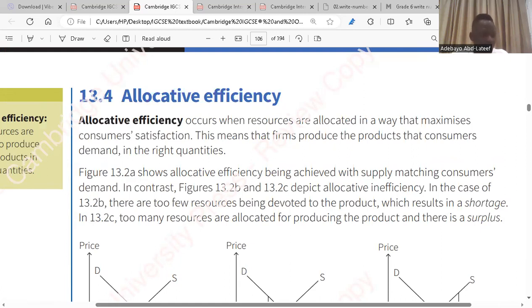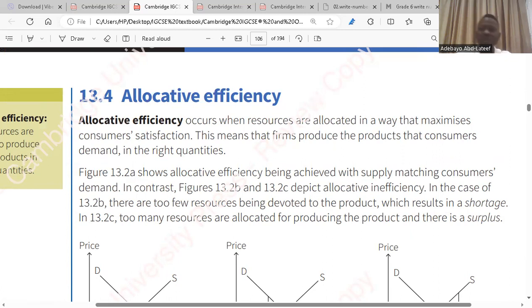Do you get my point here? Allocation means you are able to distribute. So there's allocative efficiency when consumer satisfaction is put into consideration. So you think more about how to distribute resources to ensure you think about the welfare of consumers. Do you get it?